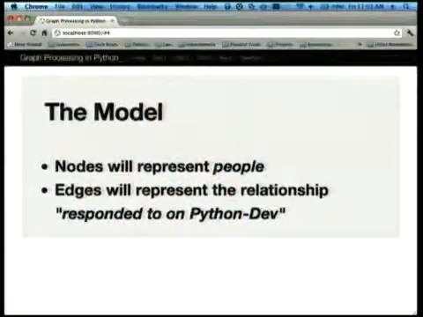Are there connectors? If anyone's heard of Malcolm Gladwell's book, Blink, I believe, where he talks about these super connectors, these people who, if you get the message to them and they tweet it out to everybody or they email it to everybody, all of a sudden everybody knows about it. So do we have these sorts of things in Python dev? So in terms of the model, well, I've already given you the answer.